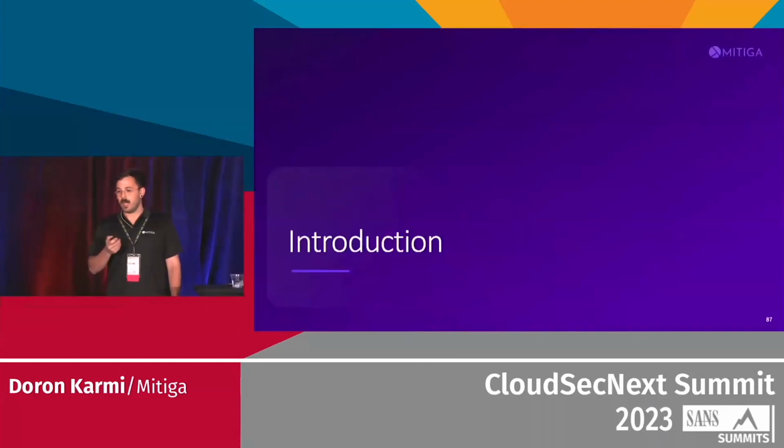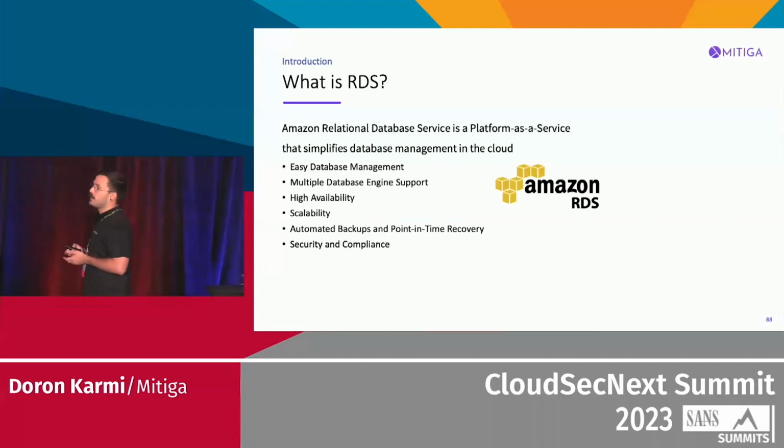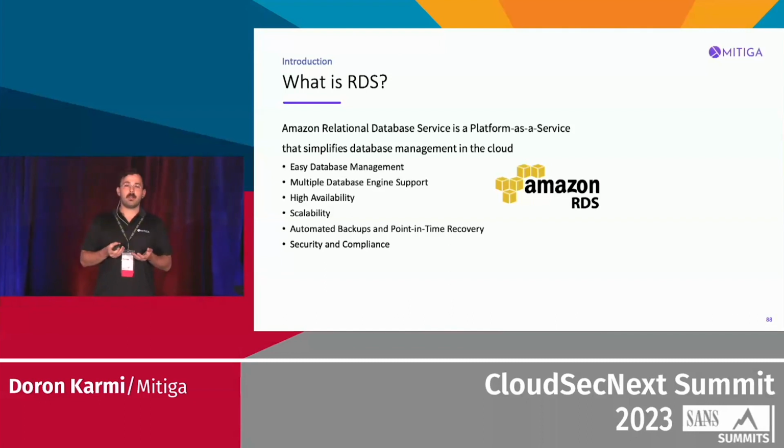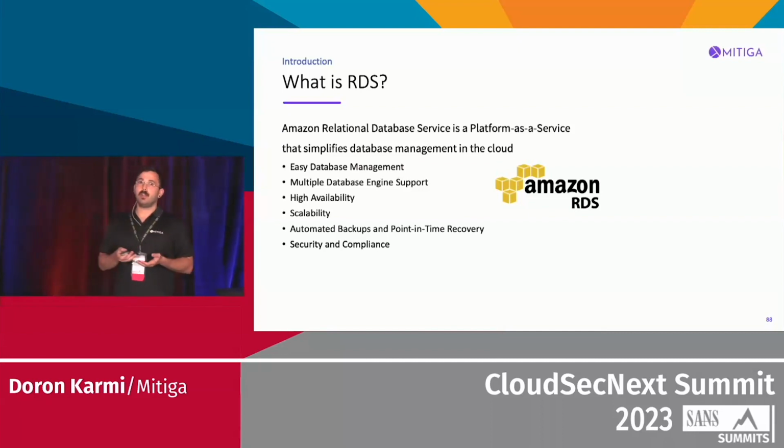So let's deep dive into the introduction. What is RDS? RDS is a platform as a service provided by AWS. This is a database as a service, and its main goal is to simplify database management in the cloud. So instead of your team doing all the tedious tasks of software patching or hardware provisioning and other things, they could focus on the development of their application, for example, and leave all the tedious tasks for AWS to do.